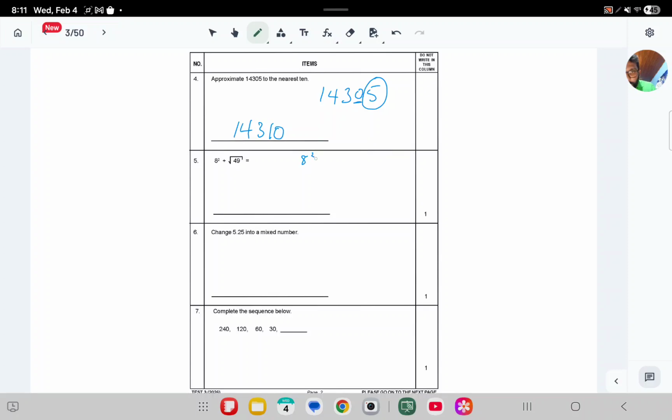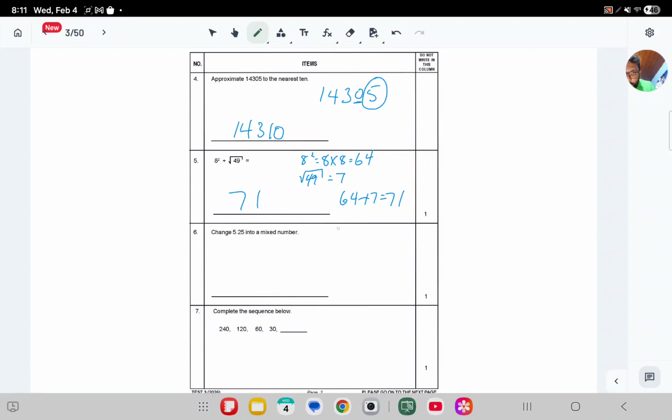Number 5, 8 squared, add the square root of 49. So we know 8 squared is equal to 8 multiplied by 8, which is 64. Square root of 49, which is 7, because 7 sevens are 49. So 64, add 7, which is 71.